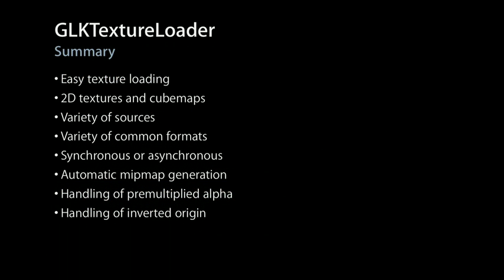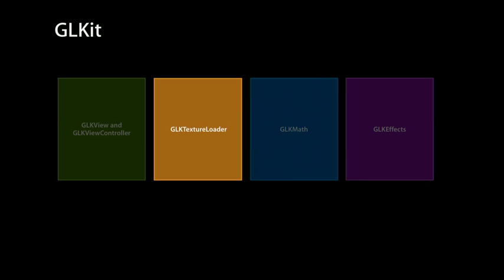So let's summarize the texture loader. This gives you a really easy way to load 2D and cube map textures from a variety of sources and in a variety of formats. You can load on your main thread or as a background task, and it can generate bitmaps, handle premultiplied alpha, and flip the origin for you. So that's the texture loader.